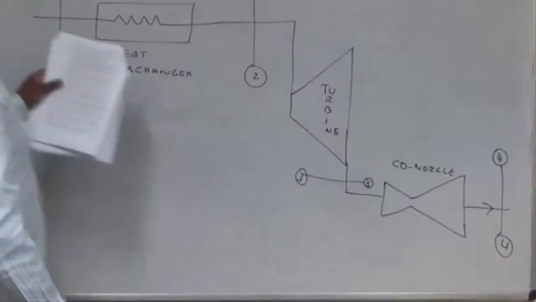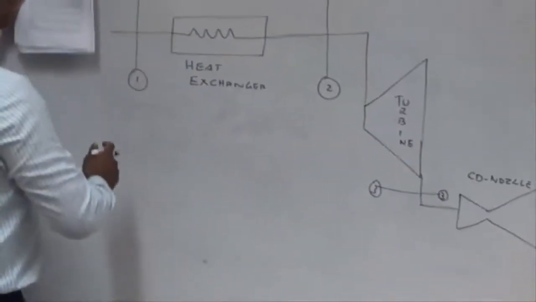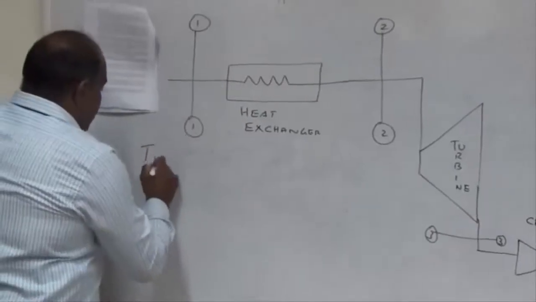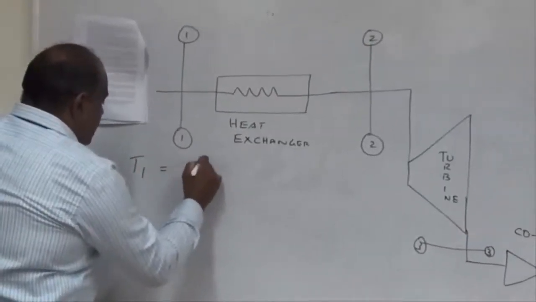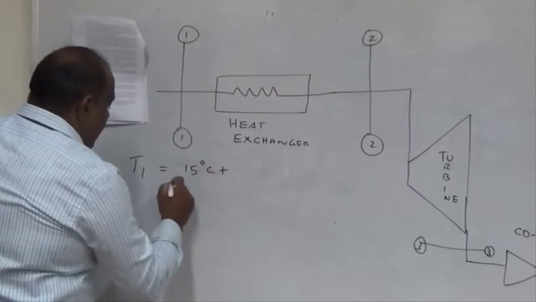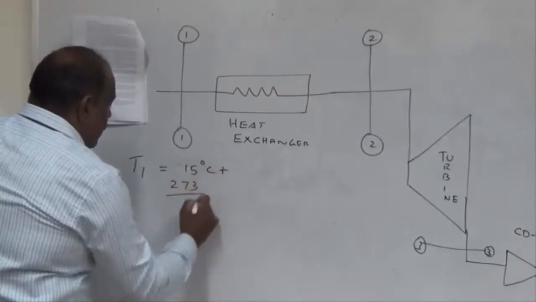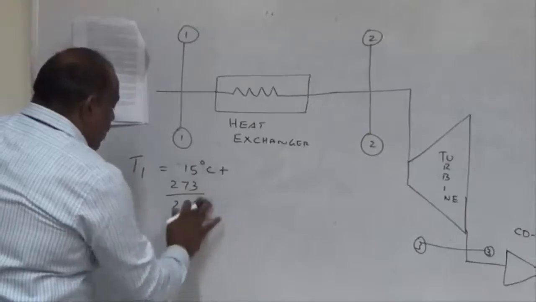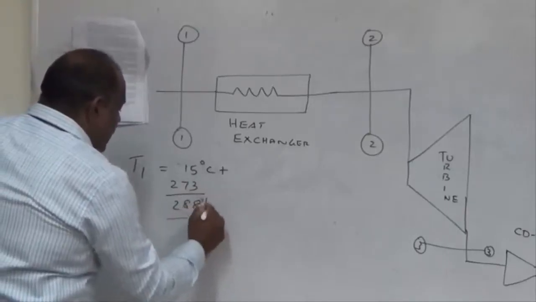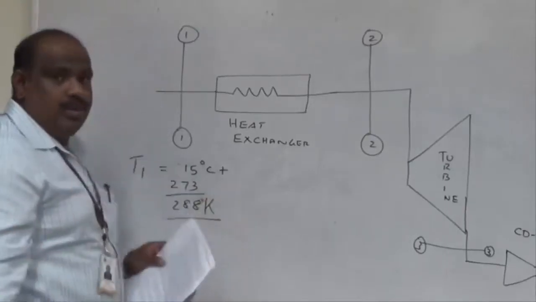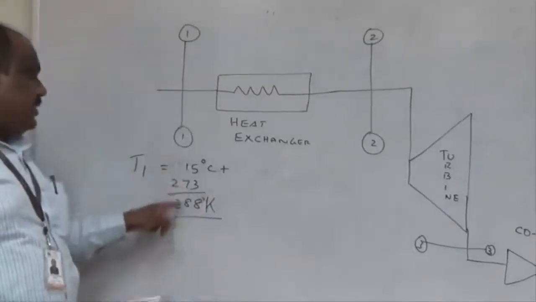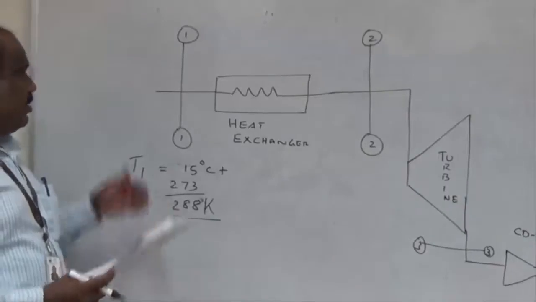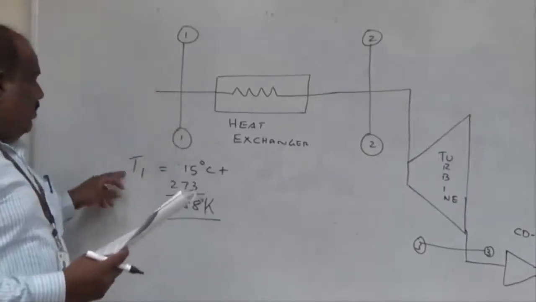They are given some data. Let us take this data. The temperature of air coming in is 15 degrees. So T1, please try to convert this Celsius into Kelvin by adding 273. So it becomes 288 Kelvin. Don't try to solve the problem in Celsius; your answers will be wrong. So the first step is to convert the degrees Celsius into Kelvin. Whenever you see a capital K, it is Kelvin. So air is coming in at a temperature of 15 degrees Celsius.